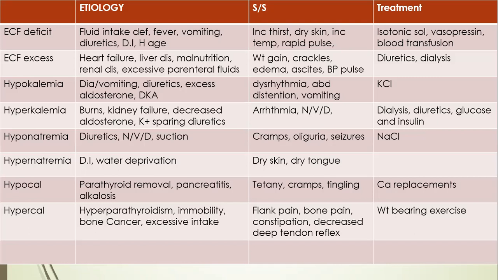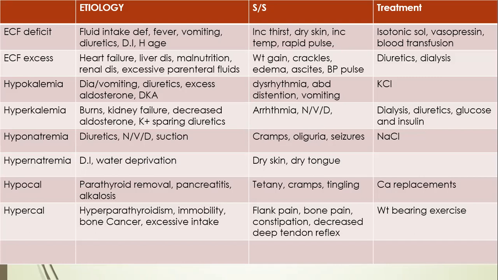Okay, so the next condition is hypokalemia. What are the causes of hypokalemia? You know that potassium is the main thing seen inside the cell, that is ICF. So when there is a deficiency of potassium in the extracellular fluid, we say hypokalemia, as well as hyperkalemia. In hypokalemia, diarrhea and vomiting are the main conditions, and the next is diuretics, excessive amounts of diuretics, then excessive production of aldosterone, then diabetic ketoacidosis.